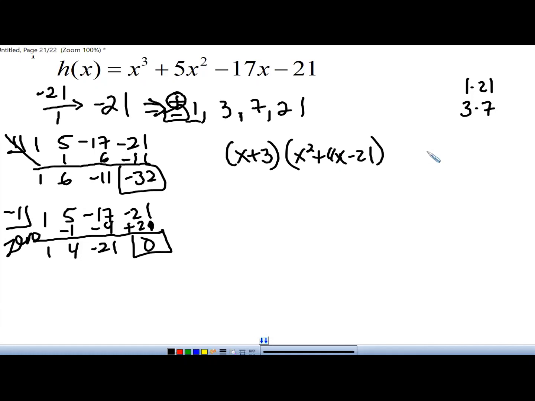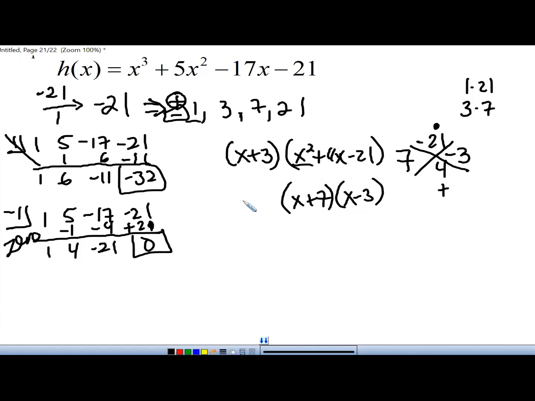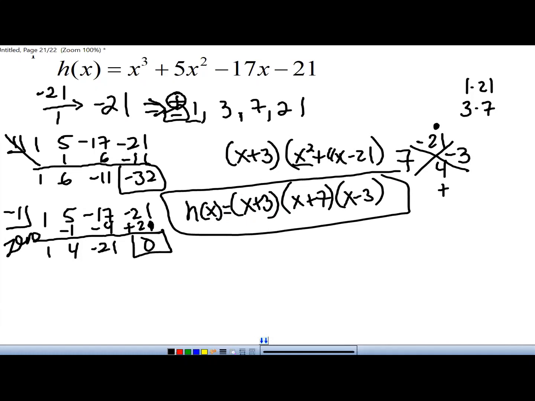Can we factor this a little bit more? Let's find out. Negative 21 and positive 4. Factors of negative 21 that add to positive 4, that's 7 and negative 3. 7 times negative 3, negative 21. 7 plus negative 3 is 4. So let's factor this a little bit more. x squared is x times x. The first number is plus 7. The other number is minus 3. Bring down the divisor, x plus 1. And we write it in function notation, h of x. And we are done. Ooh, let's go.